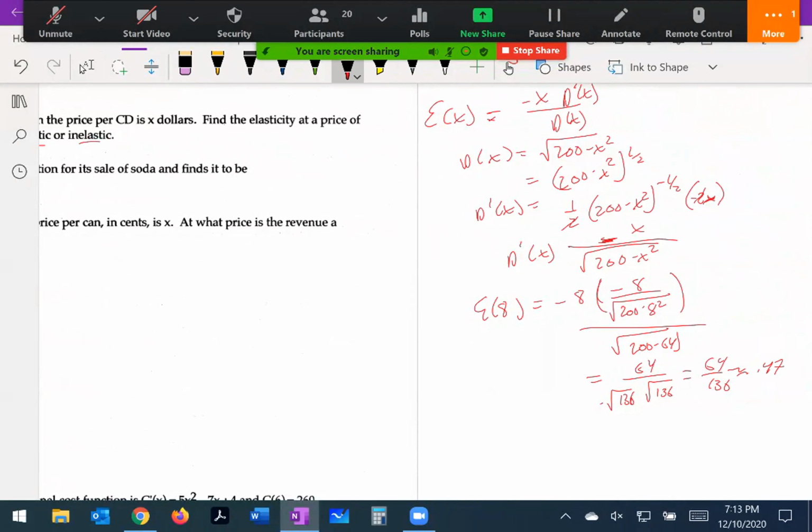Okay, which is less than 1. So 0.47 is less than 1, so we say that's inelastic. It means that if you were to increase the price, you would increase your revenue. Okay, it's inelastic. It means your revenue has not peaked yet.